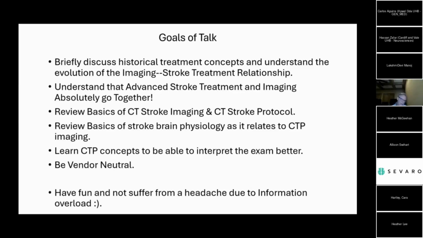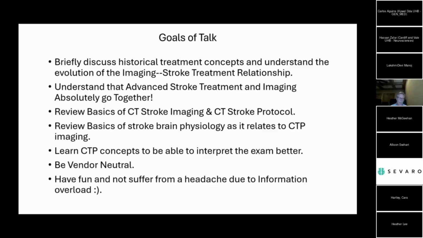Finally, and this is not a classic CME goal, it's more of a me goal, but I want you guys to have a good time and I don't want you to get a headache from this. Kind of tongue in cheek, this information can be rather intense. So I am going to try to keep it as simple as possible so we learn the concepts needed to read the exam.